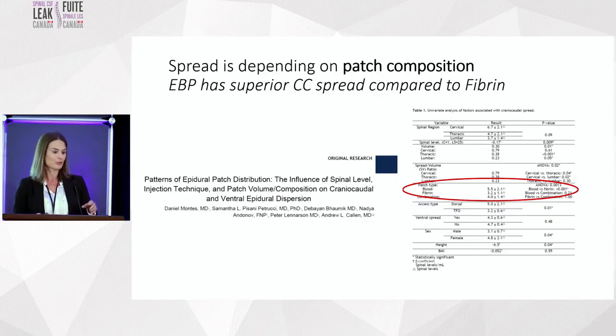The spread of the blood also depends on patch composition. He found in this paper that blood spread more compared to fibrin. However, that was probably because the volume was higher. If you correct for the volume, it was interesting to see that fibrin actually had a bigger spread than blood.